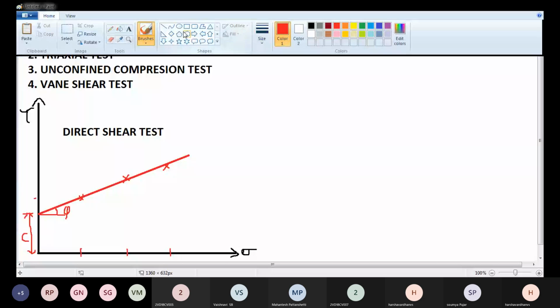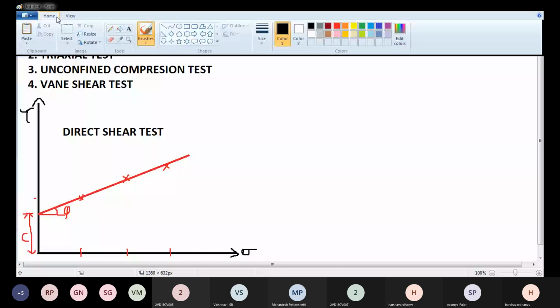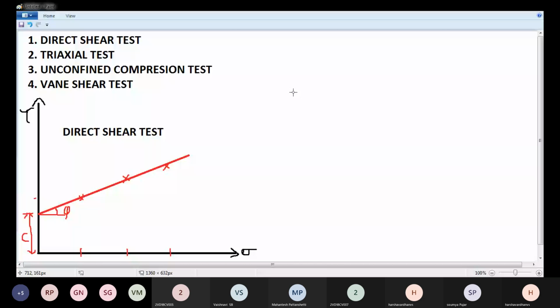Coming to triaxial test. In triaxial test also we are drawing the graph, but in a slightly different way. X and y axis will be the same. Y axis will be shear stress and x axis will be normal stress.